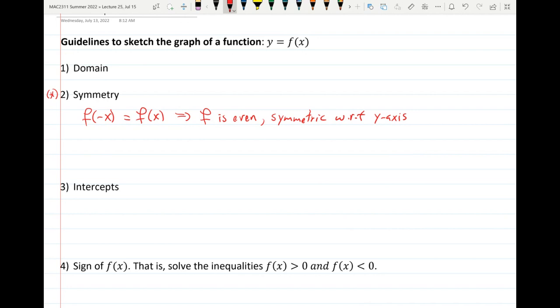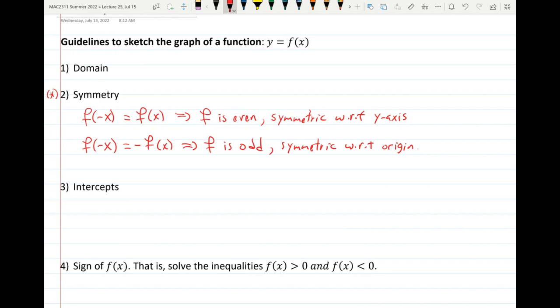But if this doesn't happen, then you plug in negative x again. If you don't get back the original formula, sometimes you can factor the negative out of the entire function and you will get minus the function. If this happens, then that means that the function is odd, meaning that it is symmetric with respect to the origin, the point (0, 0). So if your function has symmetry, it helps in the graphing process.